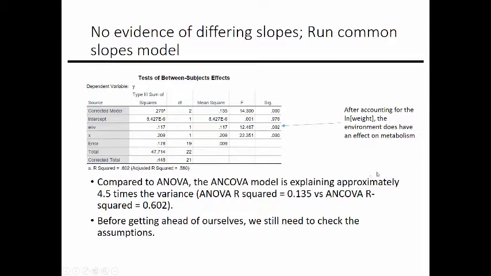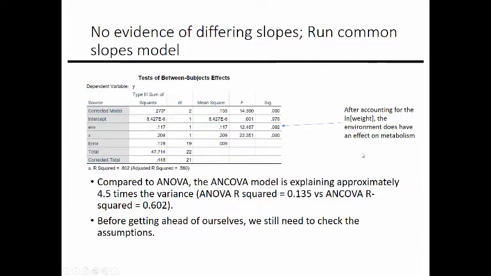Okay, so since there was no evidence of a differing slope, I run the common slopes model. You can just go back to the same generalized linear model dialog that you had before. All you need to do is delete the interaction term from the model statement. Once you do that, you run it, and now we are interested in looking at the effect of environment and the effect of the covariate. And we see that environment is now significant, whereas when we did just a straight up ANOVA, it was not. And we see that taking into account the covariate is also important.